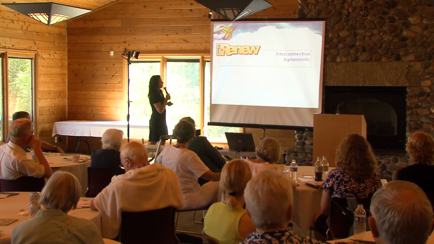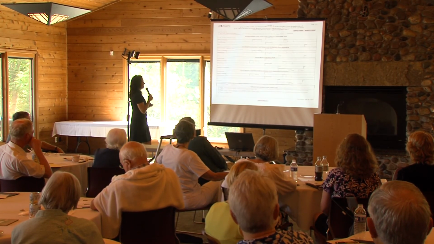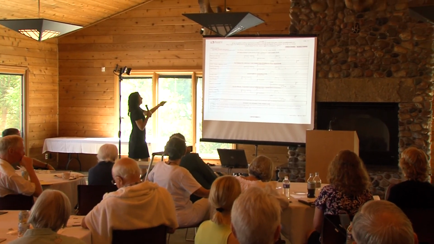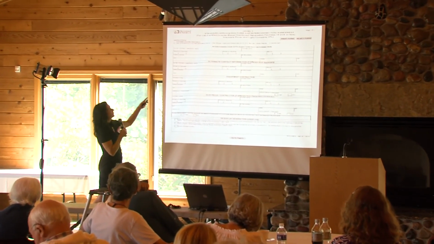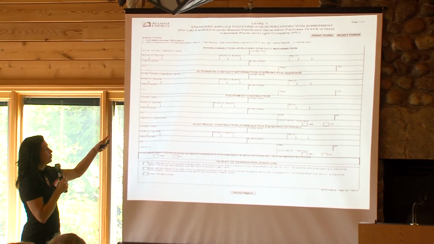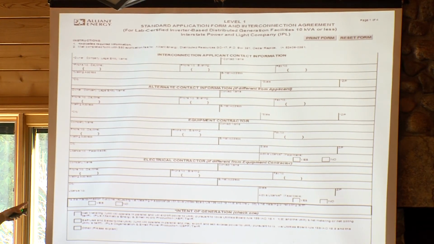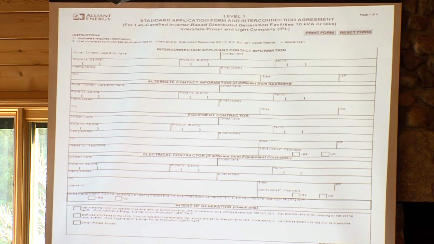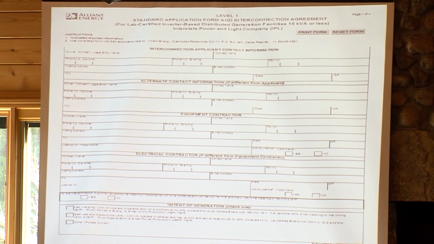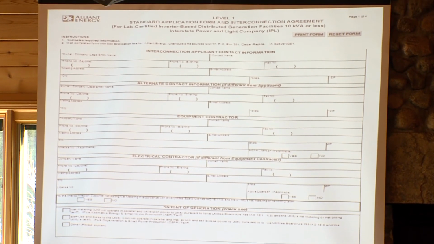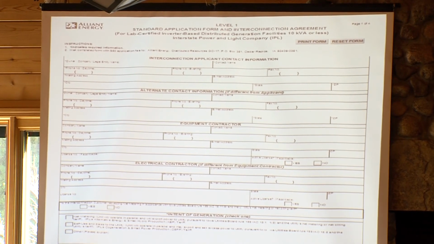Okay, lastly, I just want you to glimpse at what an interconnection agreement looks like. This is Align Energy's one. You have to fill out who you are, where the site is, who your equipment contractor is, who the electrical contractor is, and what your intent is with the system size, how much you want to produce. And then you have to produce a site plan, as I mentioned, as well as a single line design.